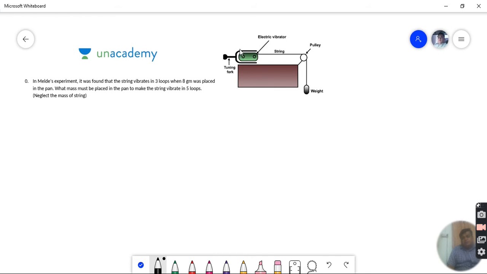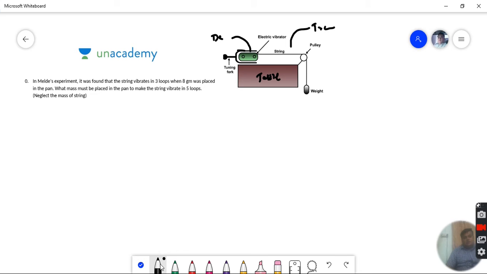First of all, we discuss Melde's experiment. What is Melde's experiment? It is related to an electric vibrator and a tuning fork. The tuning fork is placed on this table and connected to an electrical vibrator, which is connected to a DC supply. The motor produces vibration in the tuning fork, which is connected to the string and produces oscillation, and this oscillation is transverse oscillation.